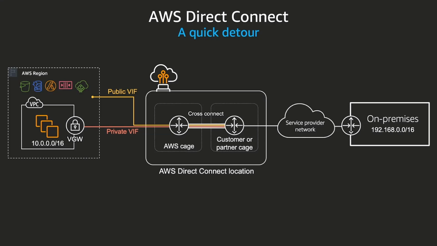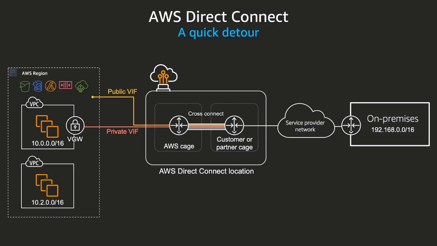We actually do use BGP as the routing mechanism to advertise routes from AWS to your on-premises via the virtual interfaces. The Direct Connect service also allows you to create multiple virtual interfaces. We can have up to 50 virtual interfaces on a Direct Connect. In this case, we've got one public VIF and two private virtual interfaces, so we're connecting to two different VPCs.